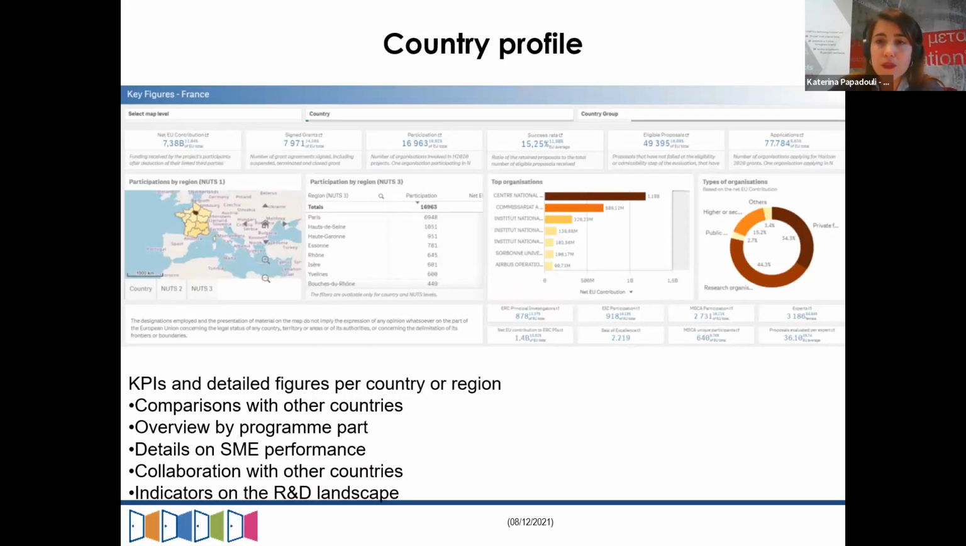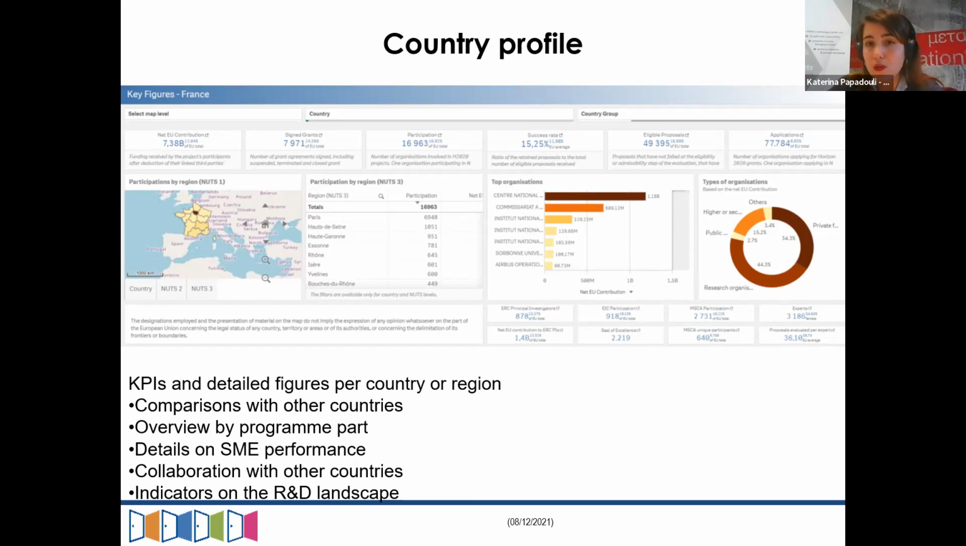Moving forward, another important data sheet that we saw yesterday are the country profiles. We have key performance indicators and detailed figures per country or region. So we have the possibility to filter our map on the different regional levels. We can compare with other countries. We have rankings compared to other countries. We have an overview by program parts.